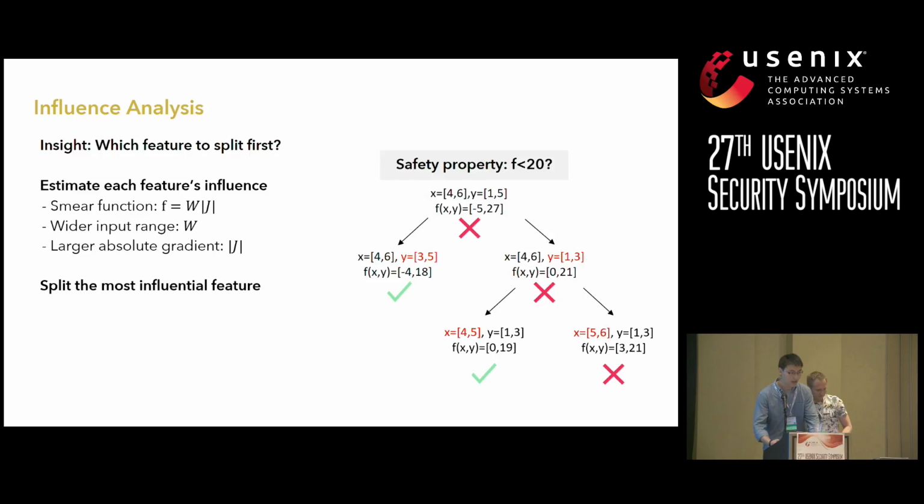We use the smear function to estimate the most important features. The smear function is basically determined by two different things. One of these is the width of the input features, and the second one is the absolute gradient value of this feature. We combine these two things as the most important things that we want to consider for the split features, so that if the smear value, which is a combination of these two factors, is large, then we say it is very important for splitting, and we will split it first.